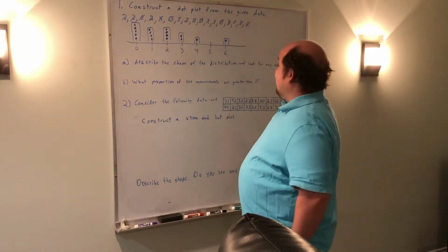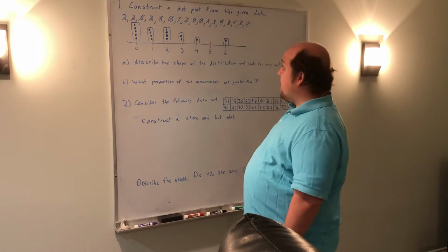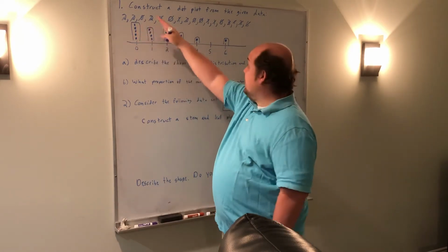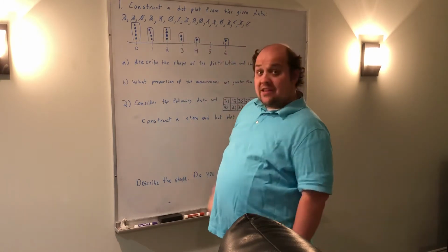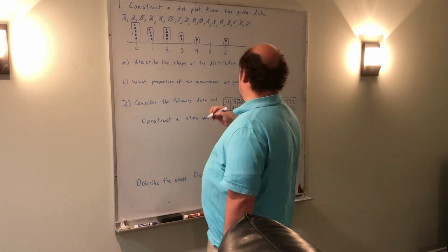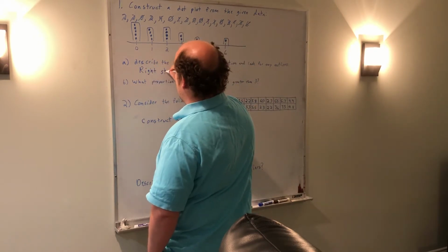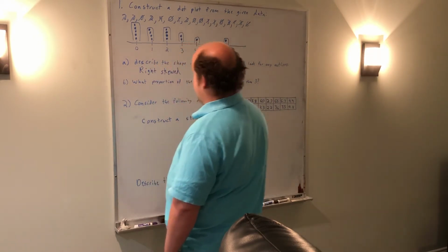What I can do is look at the shape of this and describe it. In this case, the data is piled up on the left. It has a longer right tail. That's why it's called right skewed. So I would say that this is a right skewed shape.